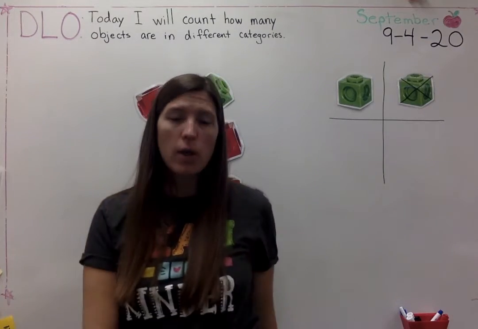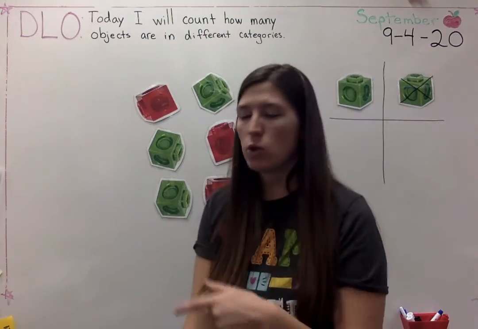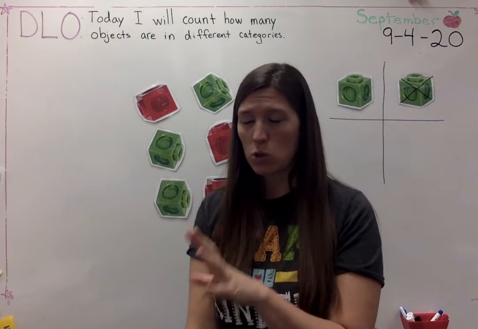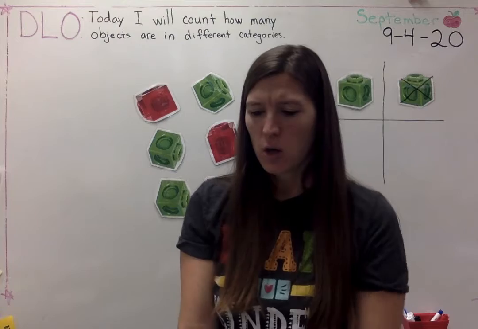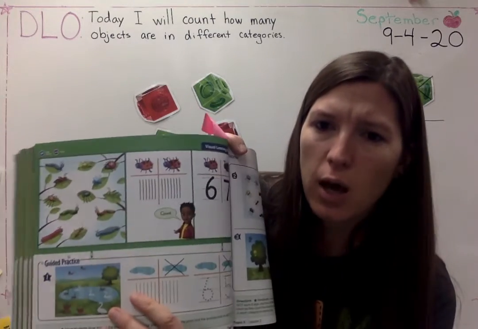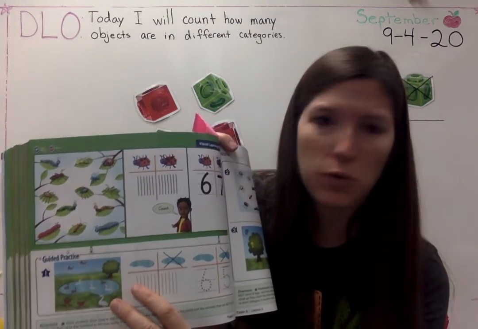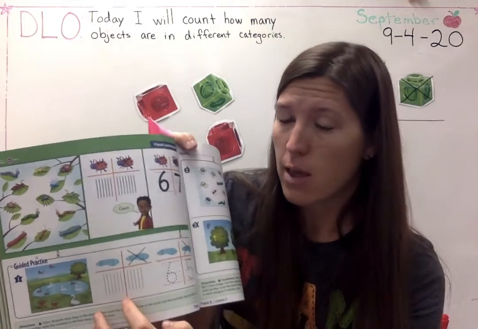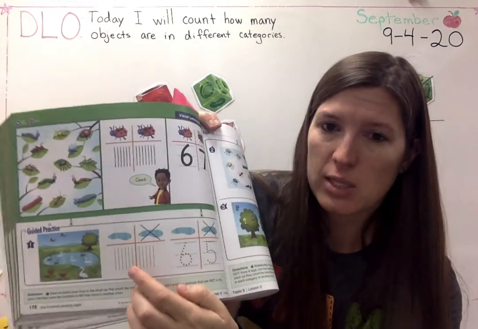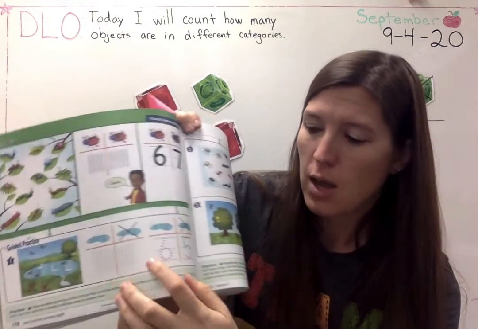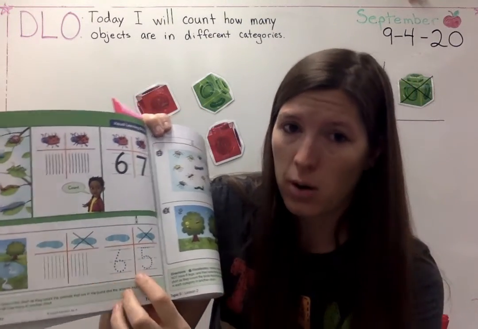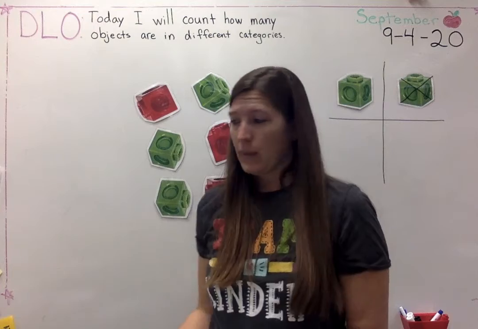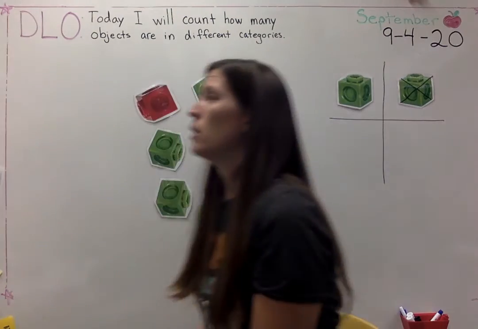Let's go over our DLO. We'll do a couple examples, and then you'll do it in your book. I think it'll be easier once you see the pictures in your book, because they have good illustrations of the different objects that we'll be looking at today. And we'll make the tally marks like here, and then we'll write the numeral, the number. Okay, let's get started. Let's read our DLO.